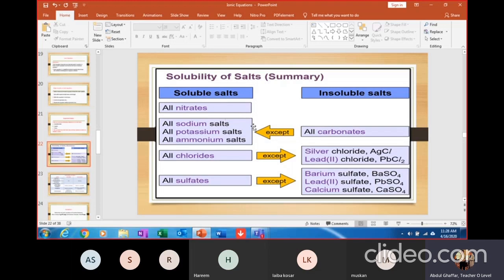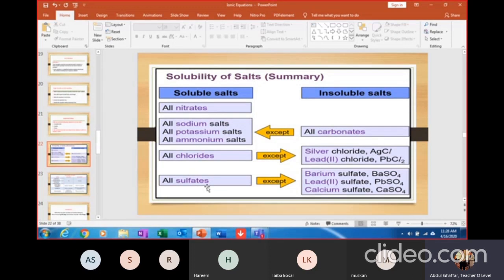Then the second type is carbonate. All carbonates are insoluble, but only three carbonate salts are soluble: sodium carbonate, potassium carbonate, and ammonium carbonate. They are soluble. All the other carbonates are insoluble. Then all chloride salts are soluble, but silver chloride, lead chloride, and mercuric chloride, HgCl, are insoluble.